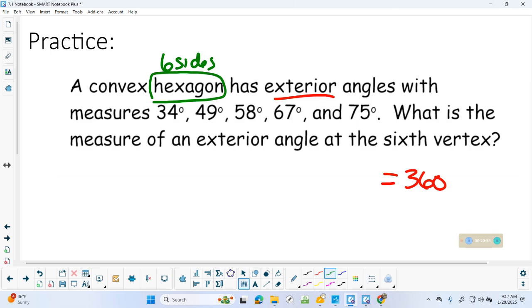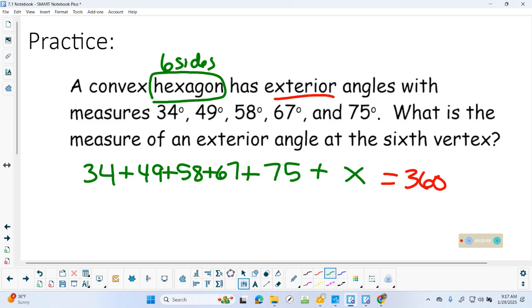So again, most of you can probably do this all in your calculator, but you know I love to show work. So I'm going to do 34 plus 49 plus 58 plus 67 plus 75 plus my unknown sixth angle, which I just called x, and it should total to 360. Let me give you a second to solve it. Super, super easy. You get a final answer of 77. We should get 77 for it. Too simple. Any questions on that?